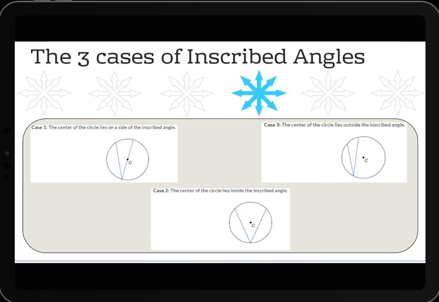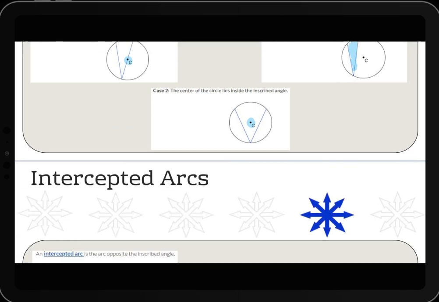There are 3 different cases of inscribed angles that you can refer to. One case is where the center of the circle lies on a side of the inscribed angle. Case number 2 is where the center is inside, in the interior of the angle. And then in this case, you have one where the center is on the outside of the angle. So it's on, inside, outside, basically the 3 cases that you're going to encounter. That doesn't actually change the rule of what it does though.